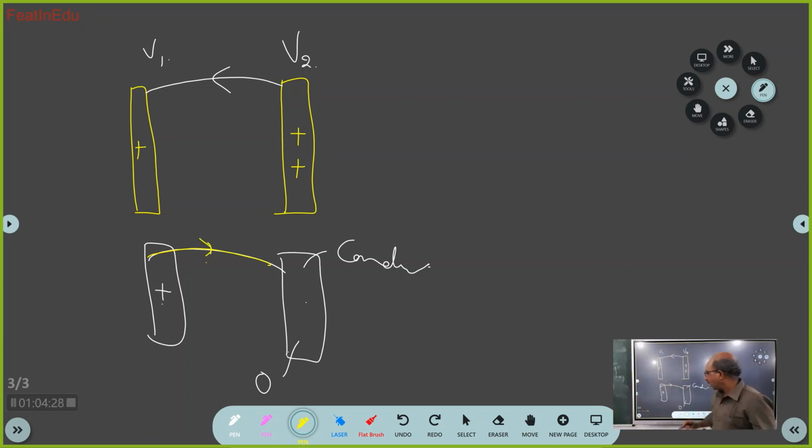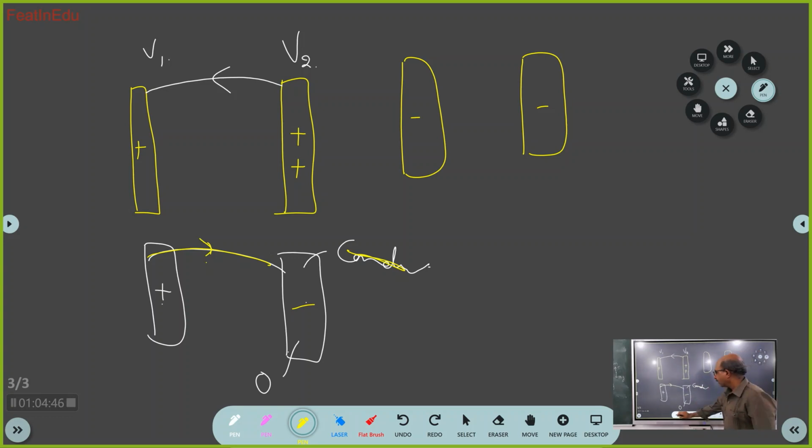Now, supposing this is negatively charged, then what happens? In which direction will current flow? Same direction. Got it? Right. Now, this is a negatively charged body, and this is also a negatively charged body. Now, if I connect a wire, what will happen?